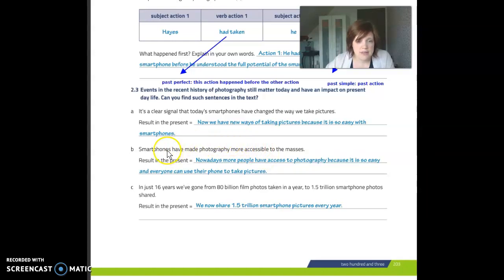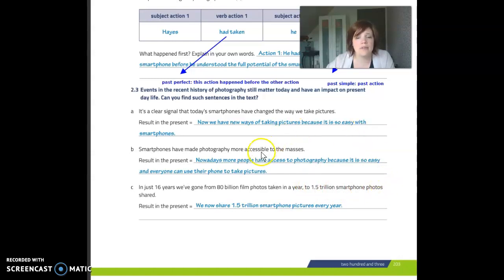Action in the past is the invention of the smartphone. Result in the present is that nowadays more people have access to photography. It is very easy and everyone can use their phone to take pictures. So in other words, photography has become more accessible. And the last sentence, in just 16 years, we've gone from 80 billion film photos taken in a year to 1.5 trillion smartphone photos shared.